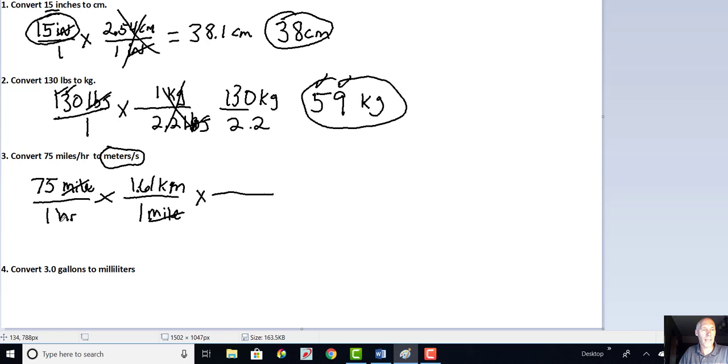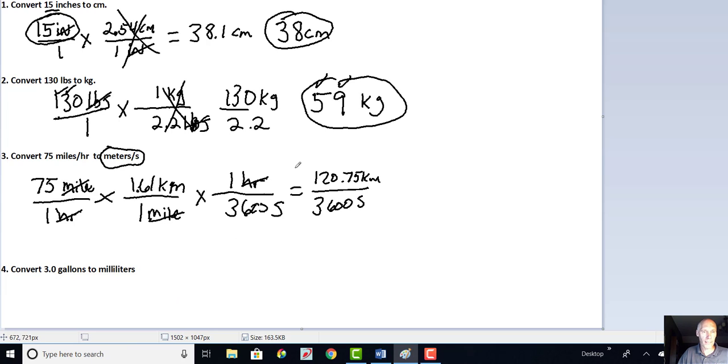And this one you're going to cross out diagonally all the way from here to here. Okay, so I'm going to put 1 hour on top here, so that hours cancels out, and 3,600 seconds on the bottom. So boom, I cancel out my units diagonally. Okay, now when I multiply everything on top and everything on bottom, I'm going to get a fraction. Okay, so that'll be 120.75 kilometers. And then on the bottom, I've got 3,600 seconds.